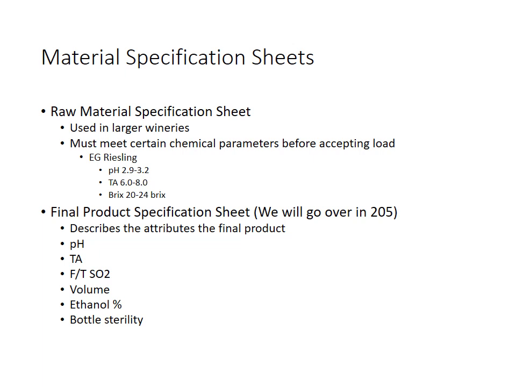And then we have to have a final product specification sheet, which we'll go over more in 205. But you're well aware of how to do all this, but it describes the attributes of your final product. And I think realistically, bare minimum, pH, TA, free and total sulfur, volume, ethanol, and whether or not this is a bottle sterile product.